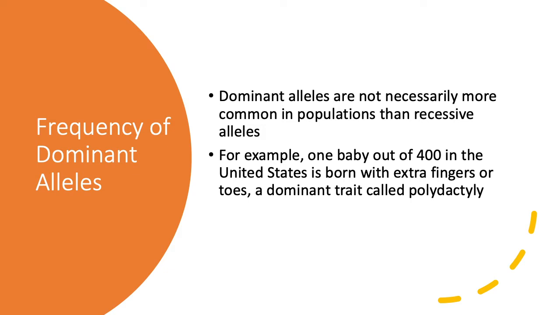That is the idea that the dominant allele isn't necessarily the most common allele in a population. You could have a trait where 99 out of 100 people are homozygous recessive, and one person out of 100 has a mutation that makes them heterozygous, which means that they have the dominant trait.